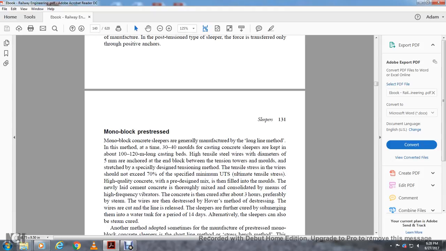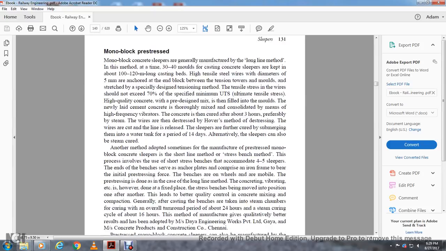The tension in the wires should not exceed 70% of the specified ultimate tensile strength. High quality concrete of pre-designed mix is then filled into the molds. The newly laid concrete is thoroughly mixed and consolidated with a high frequency vibrator. The concrete is cured after 3 hours, preferably by steam. The wires are then de-stressed by Hoyer's method and cut. The line is released. Sleepers are further cured by submerging them in a water tank for a period of 14 days. Alternatively, the sleeper can also be steam cured.